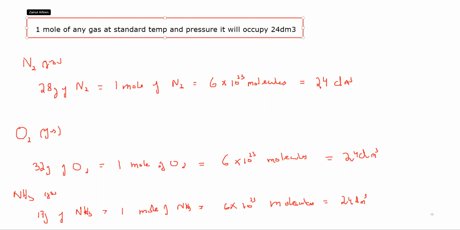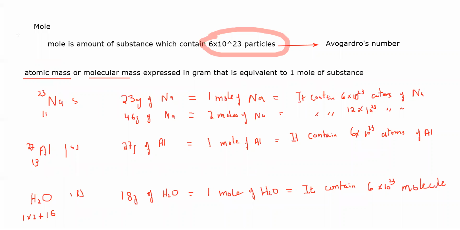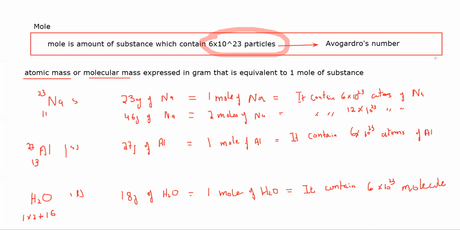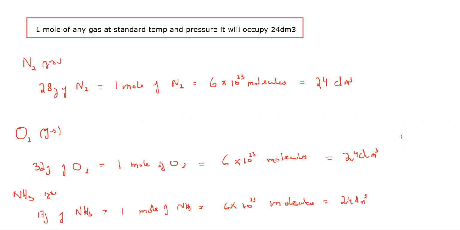So the definition of the mole, if they say define mole, we will mention mole is the amount of substance which contains 6 exponent 23 particles. And molar volume, or volume occupied by 1 mole of any gas, is 24 dm cube. This is just an introduction. Tomorrow we'll discuss how to solve questions related to moles.